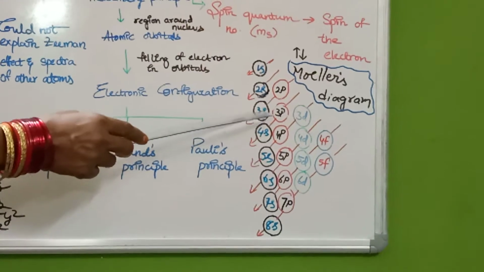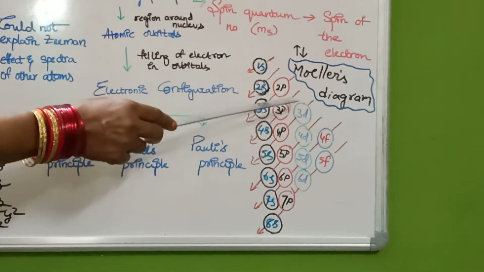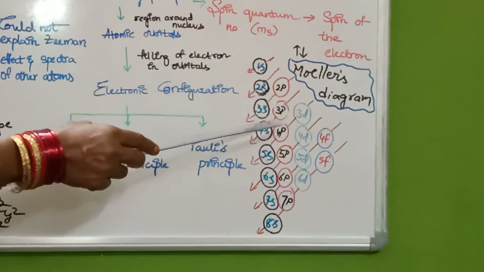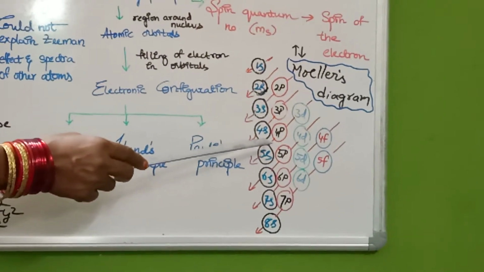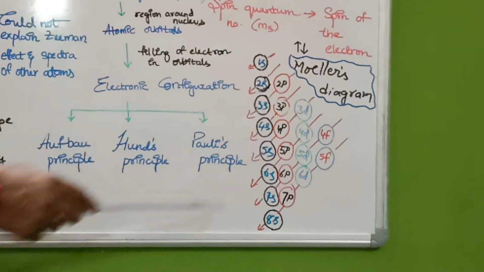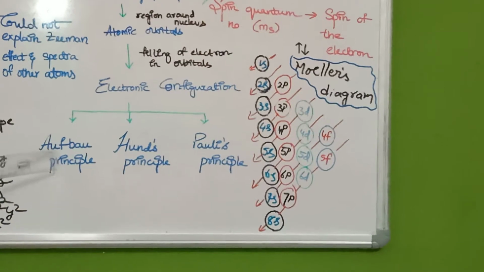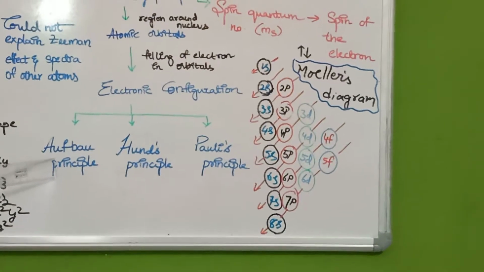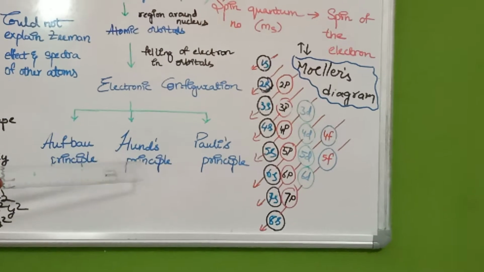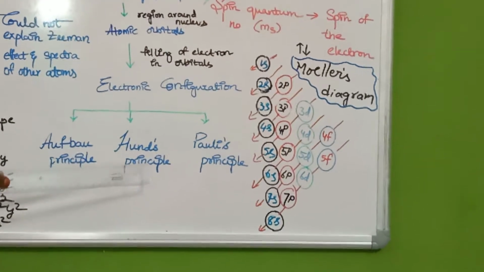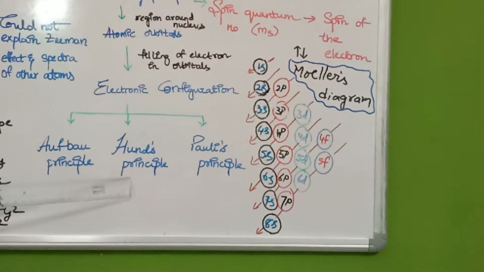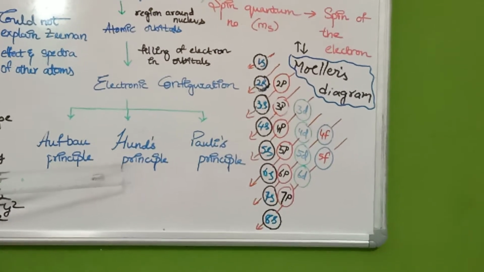When this 3s is filled with 2 electrons, the next electron goes into 3p. After filling 6 electrons in this, again the next electron comes to 4s. In the same manner, the filling of atomic orbitals will take place. That is the information given by the Aufbau principle. Next one is Hund's rule, or Hund's principle. This says that the pairing of electrons takes place only when all the degenerate orbitals are filled with 1 electron each.